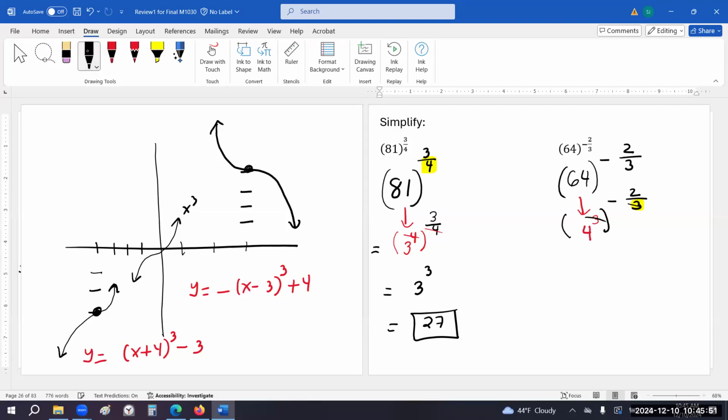We cancel the denominators and we have 4 to the negative 2. Because you've got a negative exponent, you gotta make it positive. Negative means 1 over positive exponents. So what do we have? 1 over 16. So you'll have one of these, definitely, either the positive power or the negative power.